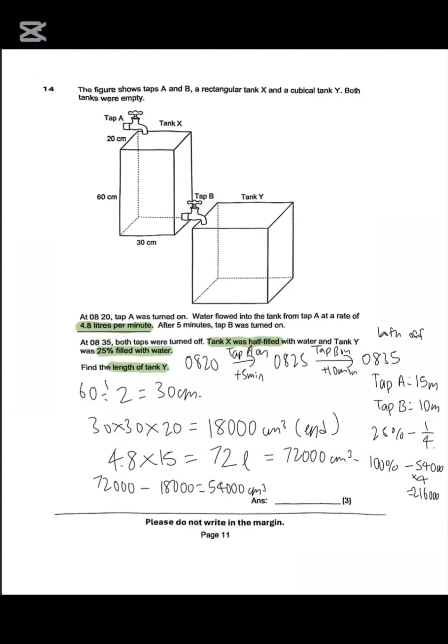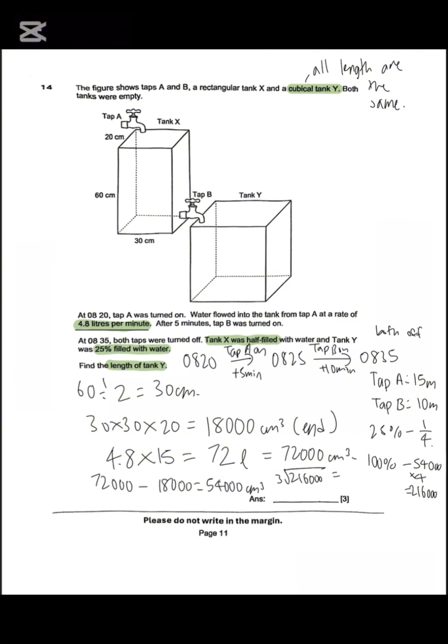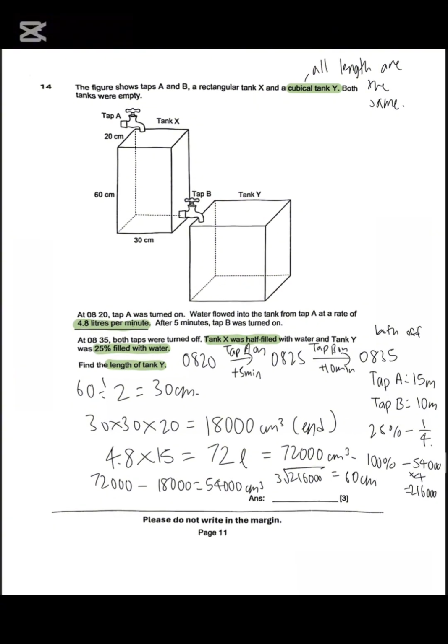And in order to find the length of tank Y, what do I know? This is cubical. Cubical means all lengths are the same. So I simply do a cube root of 216,000 and the answer will be 60 cm. And that is how you find the answer for this question.